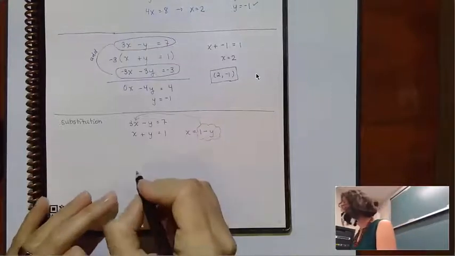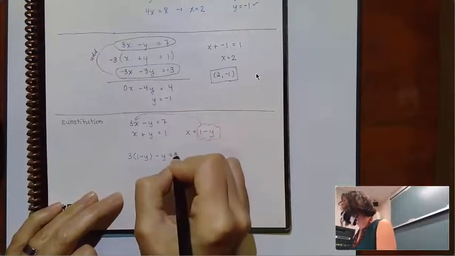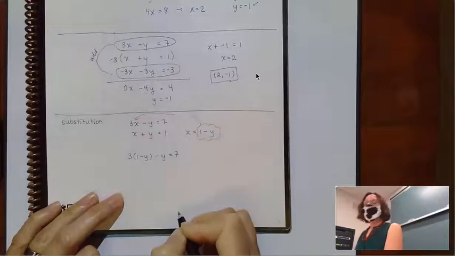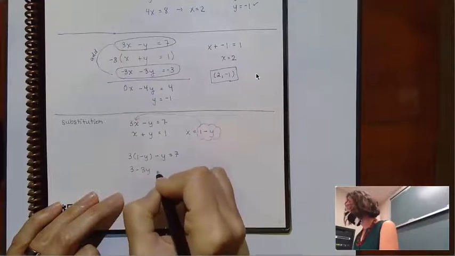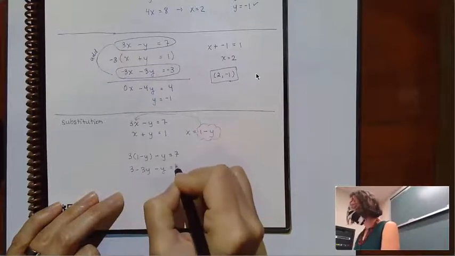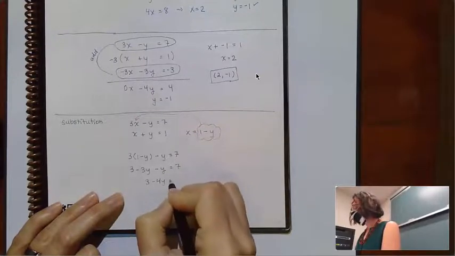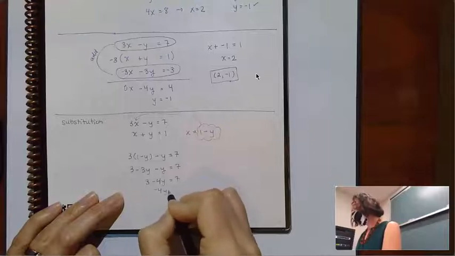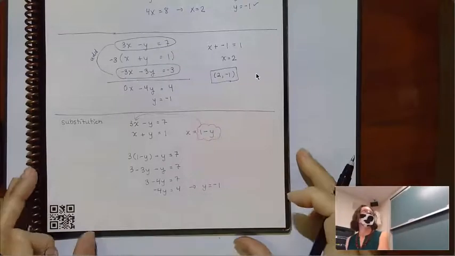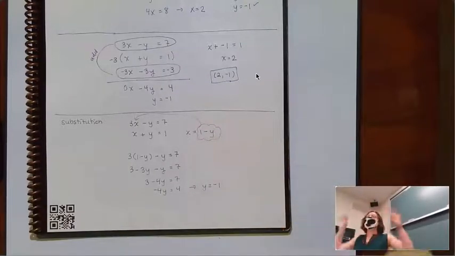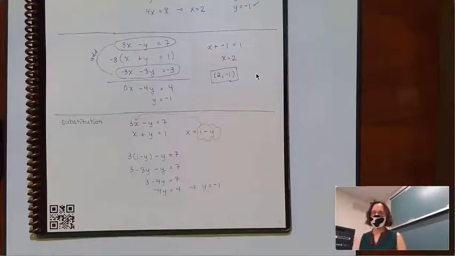It's going to make that top equation look like 3 times (1 minus y) minus a y is equal to 7. And when I distribute everything out, that's 3 minus 3y minus a y is equal to 7. Or 3 minus 4y is equal to 7, which means minus 4y is equal to 4, and y is equal to negative 1. So no matter how we approach this problem, we keep getting the same answer, which is good. We like it when math works out.